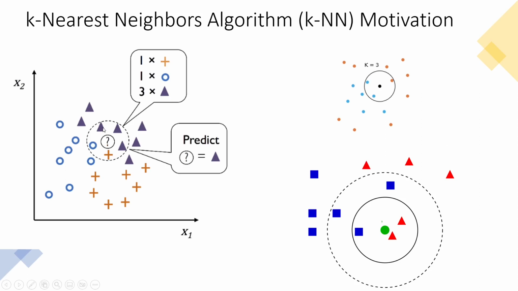And since we select the k as 5, we basically select the first 5 elements that are closest to our newly coming element. And in our case, we have 3 triangles, 1 circle, and 1 plus. And once we do the majority voting, the triangle has 3 votes, the circle has 1 vote, and the plus has 1 vote as well, which means the newly coming element is supposed to be from class triangle.